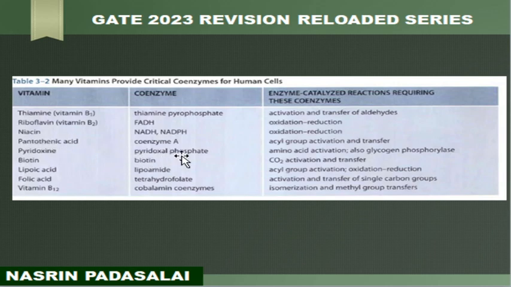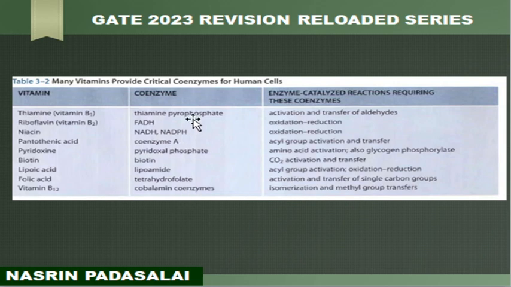Next is pyridoxal phosphate, which is a coenzyme of pyridoxine, that is vitamin B6. And lipoamide is a coenzyme form of lipoic acid, which is again a vitamin. Okay. Next is tetrahydrofolate, which is a derivative from folic acid. Next is cobalamin coenzyme, which is a derivative from vitamin B12. Okay. So next thing we are going to see the list of enzyme catalytic reactions requiring these coenzymes.